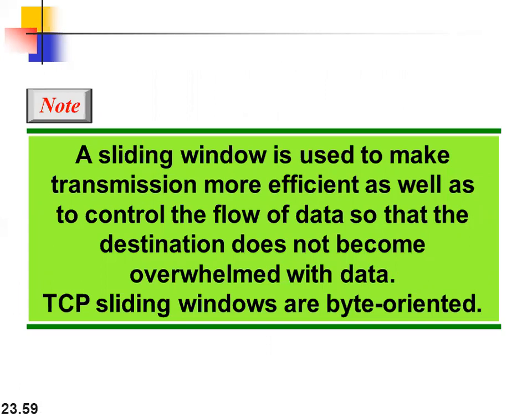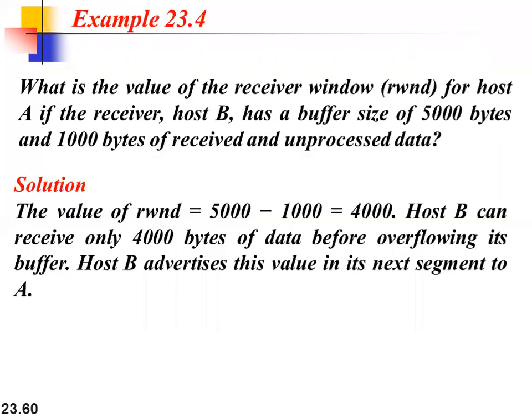We have already discussed that the sliding window is used for flow control by TCP, so as not to overwhelm the receiver as well as not to overwhelm the network. This sliding window in TCP is byte oriented. So we will see some examples before proceeding further.